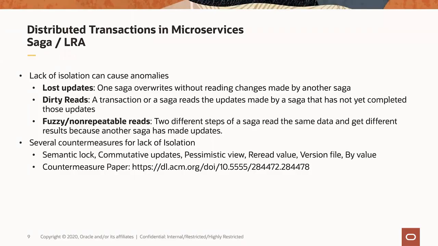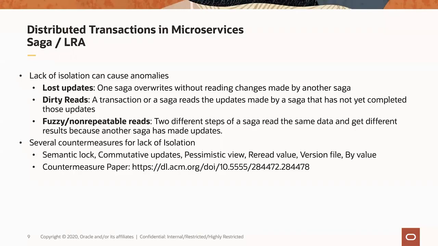So you also end up with dirty reads. A transaction or a Saga reads the updates made by a Saga that has not yet completed all of its updates. And then obviously the fuzzy non-repeatable reads. So there are several countermeasures for this lack of isolation. You have semantic locks and commutative updates, and I'm not going to go into those, because that's a whole new paper and we don't have time for that. And then there's pessimistic reread value.